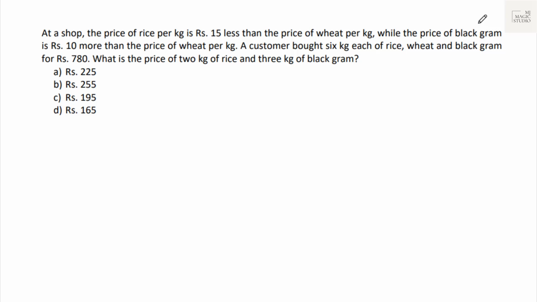Okay, let's see this one. You know the drill. At a shop, the price of rice is rupees 15 less than the price of wheat. Rice is wheat minus 15. While the price of black gram is 10 more than the price of wheat. Sorry, it is W plus 10. A customer bought 6 kg each of rice, wheat and black gram for 780.